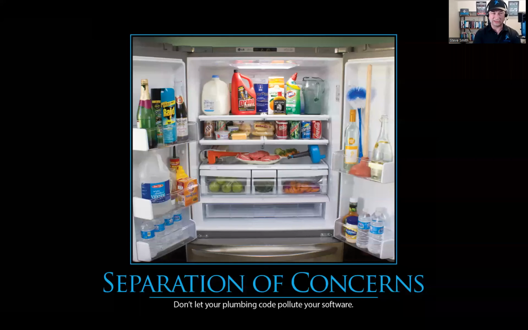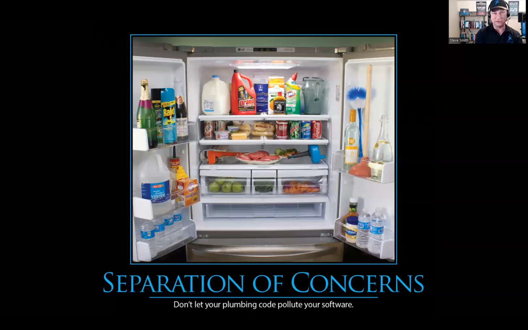One of the first ones that I like is separation of concerns, and you've probably all heard of it. The idea here is you don't let your plumbing code pollute your software. I know my video screen is probably really tiny, but I have this right here on the wall, because it's one of the most fundamental, most important principles. If you think about your kitchen, hopefully you've organized it so that your cleaning supplies are under the sink or in a closet somewhere, and your steaks and your milk are in the refrigerator, and the two don't come too close into contact most of the time.